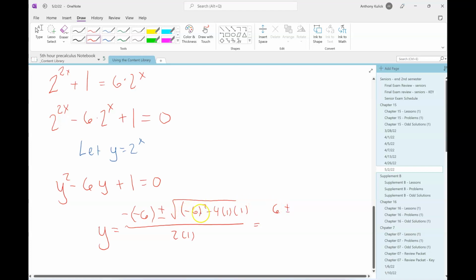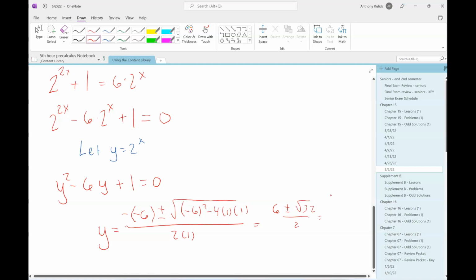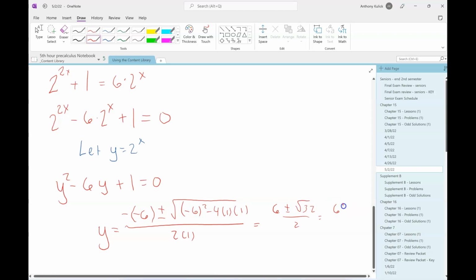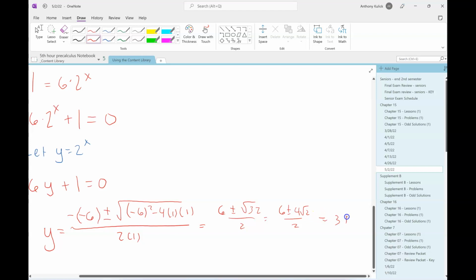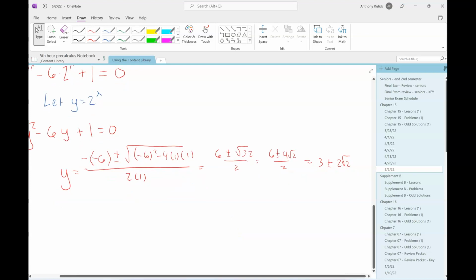So 6 squared is 36, minus 4 is 32. And the square root of 32, I know, is 16 times 2, right? Why is that helpful to me? Because the square root of 32 is then the square root of 16, which is 4, times the square root of 2. And then we just reduce that fraction. Still doing good? All right.